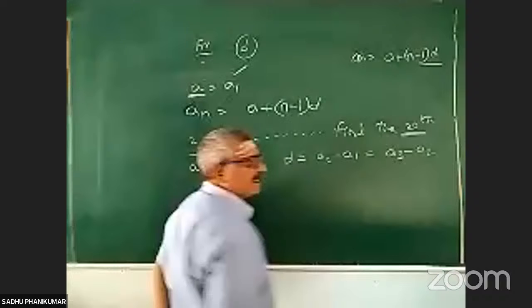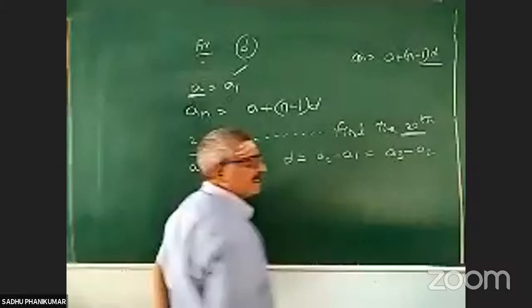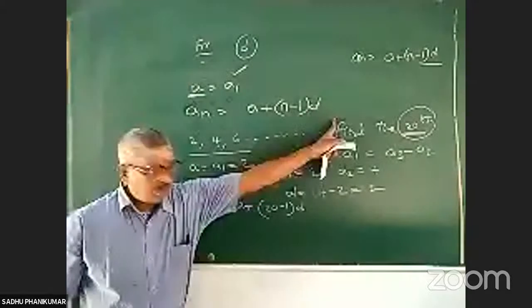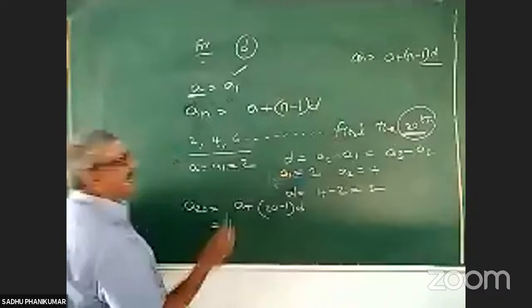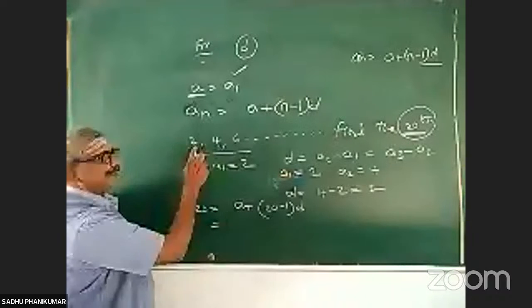The difference between two consecutive terms of an AP. So d is equal to a2 minus a1. We have to find the 20th term of the AP, so a20 is equal to a plus n minus 1 into d. Why? Because n is the number of terms we have to find, that's why n minus 1 into d.